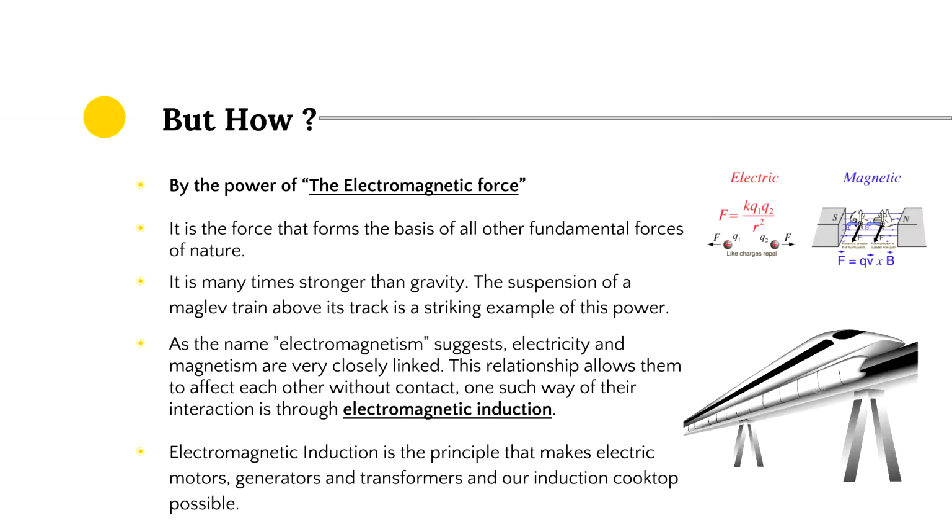It's the force that forms the basis of all other fundamental forces of nature. It is much stronger than gravity. The suspension of a magnetic levitation train above its track is a striking example of the same. As the name suggests, electricity and magnetism are very closely linked. This relationship allows them to affect each other without contact. One such way of their interaction is through electromagnetic induction. Electromagnetic induction is the principle that makes electric motors, generators, transformers and our induction cooktop possible.